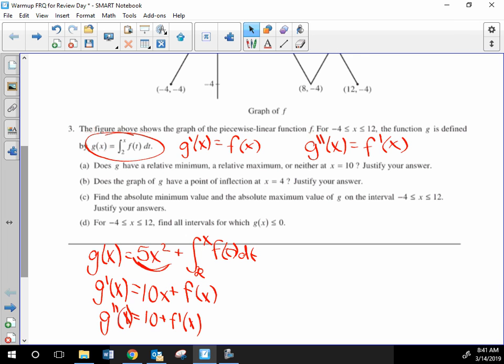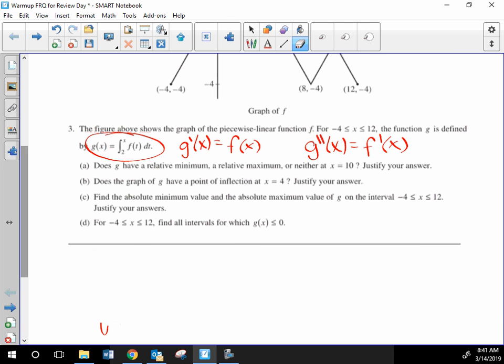All right, so let's go and take a look at what we have. The first question says, does g have a relative minimum, maximum, or neither at x equal to 10? So for min, max, or neither, what are we looking at? First derivative or second derivative? First derivative. Now I'm looking at g prime of x.